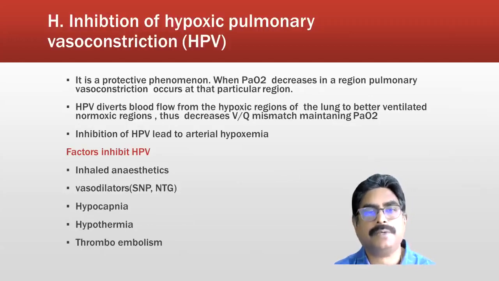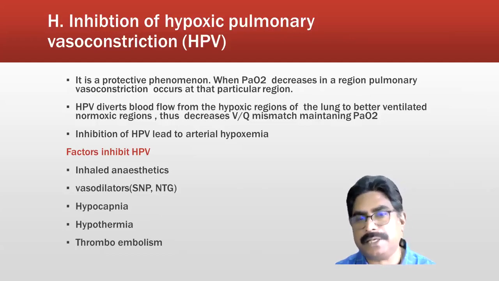So inhibition of hypoxic pulmonary vasoconstriction. Hypoxic pulmonary vasoconstriction is a protective mechanism. Whenever there is a reduction in the ventilation of the alveoli, the blood supply to the unventilated alveoli is reduced by vasoconstriction, and the blood is diverted to the ventilated alveoli. This is the protective mechanism of hypoxic pulmonary vasoconstriction.